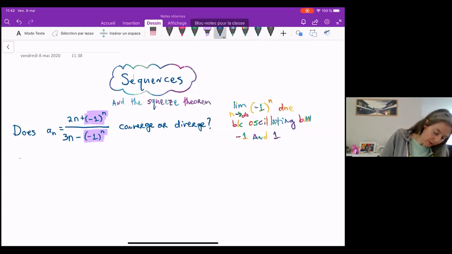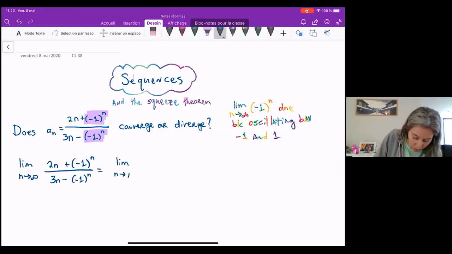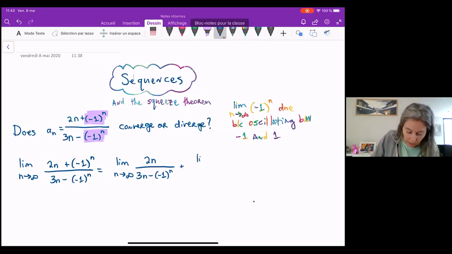So when I'm thinking about the limit as n approaches infinity of (2n + (-1)^n) over (3n - (-1)^n), ideally we're thinking about bounding it. But because that (-1)^n shows up in both the numerator and the denominator, that might be a little bit challenging. So what we're going to do here is split it up into two different limits. So this is the limit of 2n over (3n - (-1)^n), plus the limit as n goes to infinity of (-1)^n over (3n - (-1)^n).